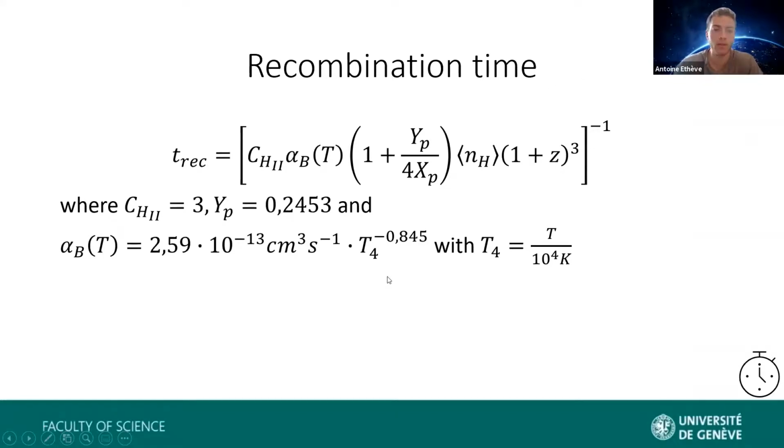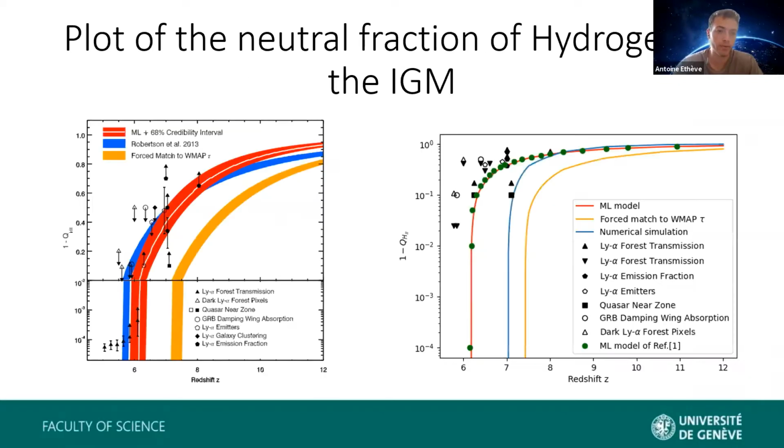So with these definitions, we can solve the equation for Q. And we use the initial condition that the universe is neutral before reionization, so Q is equal to 0. And then to compare with Robertson, we plot the neutral fraction, so 1 minus Q. On the left-hand side, we have the figure from Robertson's paper, and on the right-hand side, the reproduction.